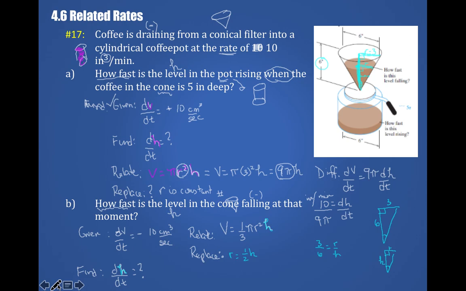So go to your volume equation and replace R with 1/2 H. So I get 1/3 pi (1/2 H) squared times H, which means I really have pi over 12 H cubed.